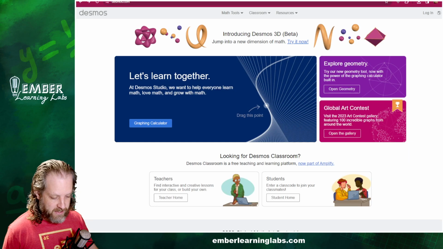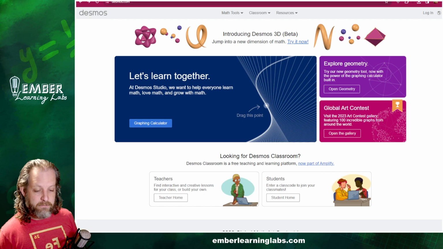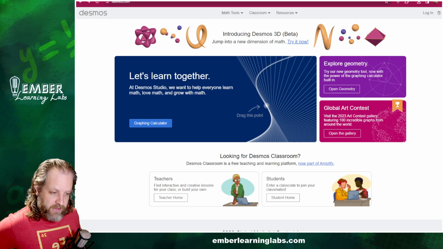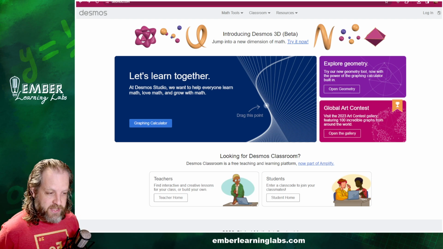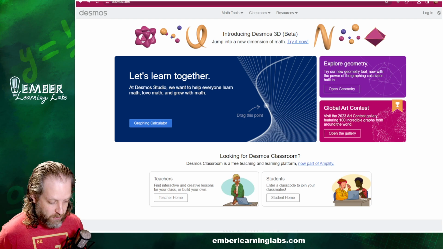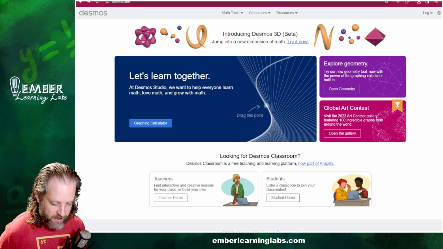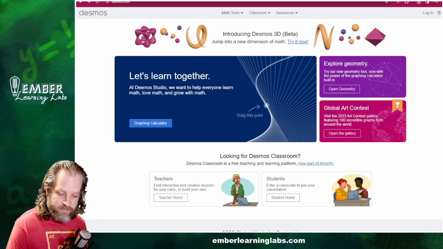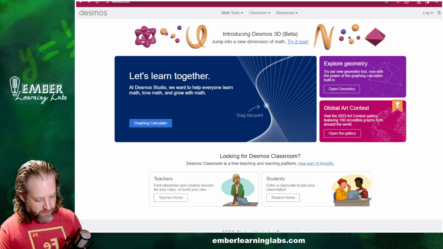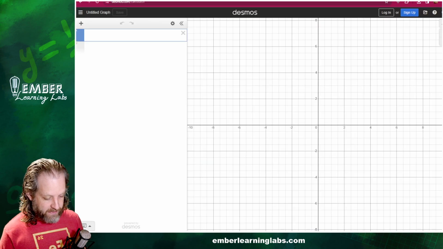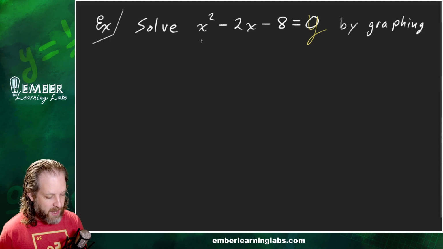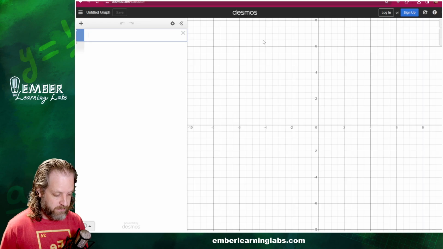There is a mobile app of Desmos both on Android and iOS, and you can obviously, just like I'm doing, use the web application as well. So this is what it looks like. It is desmos.com, Desmos spelled D-E-S-M-O-S dot com. We're going to open the graphing calculator, and then we're just going to plug in what we're supposed to be graphing: y equals x squared minus 2x minus 8.